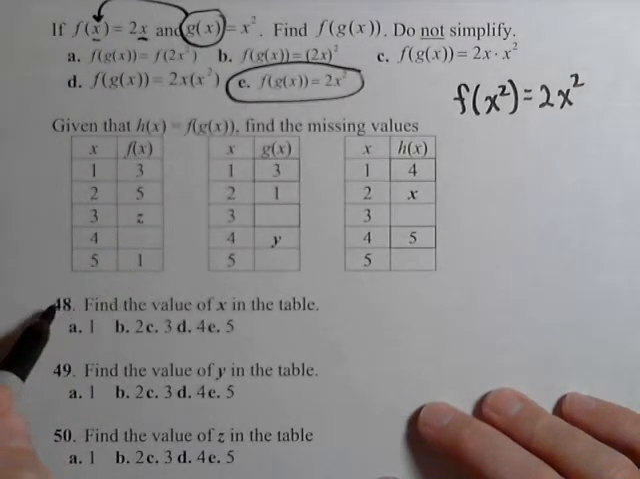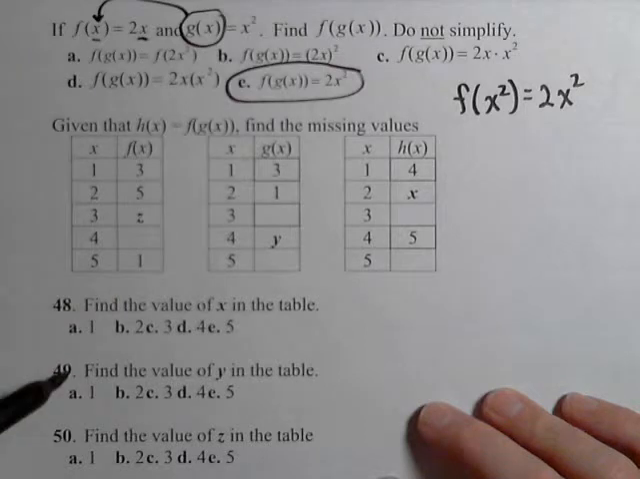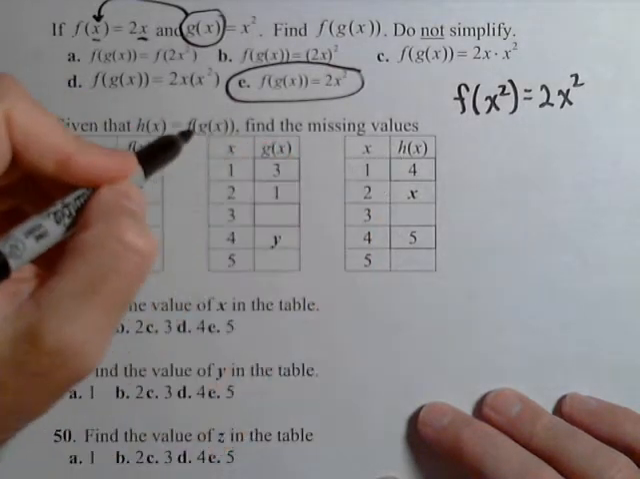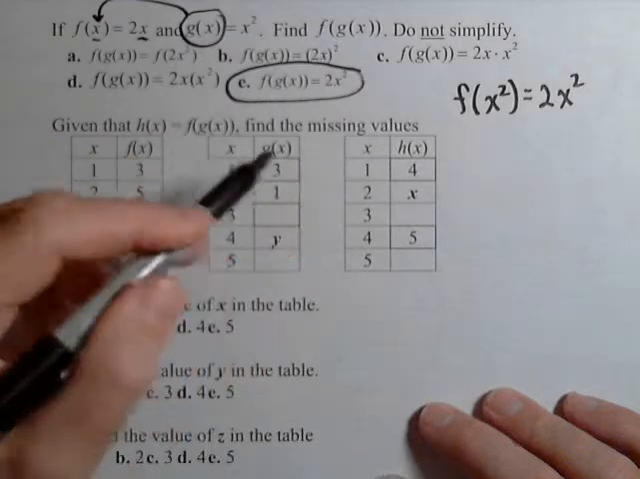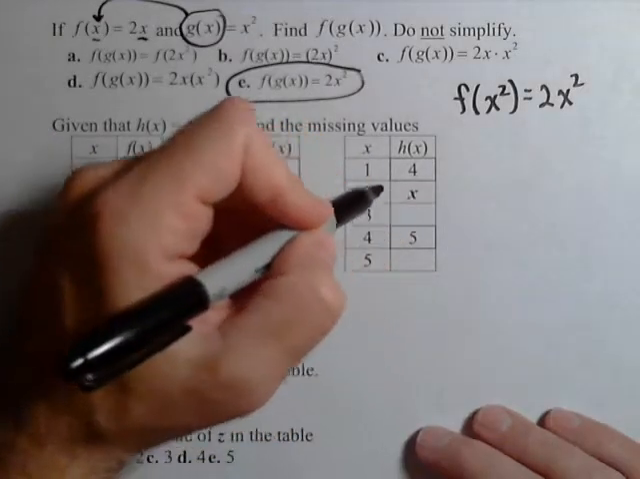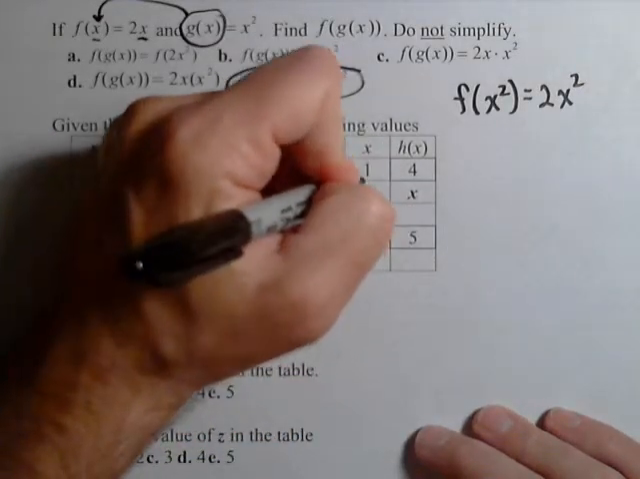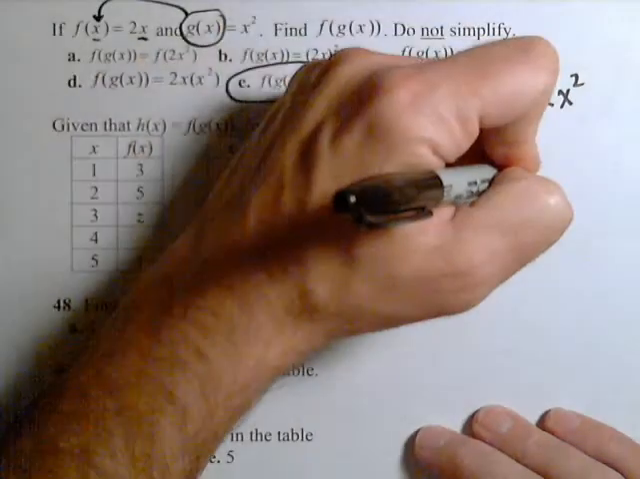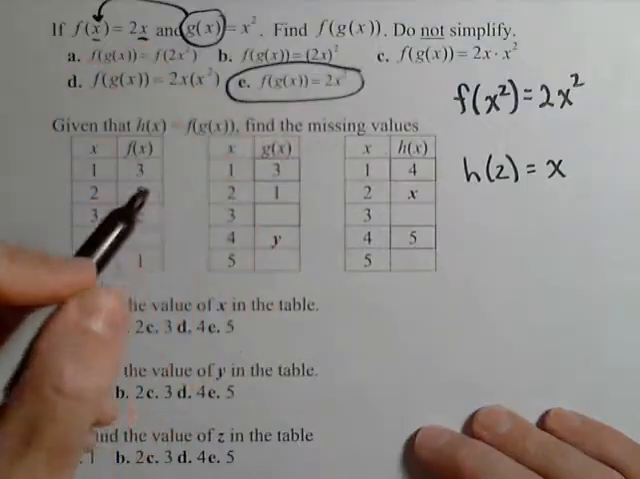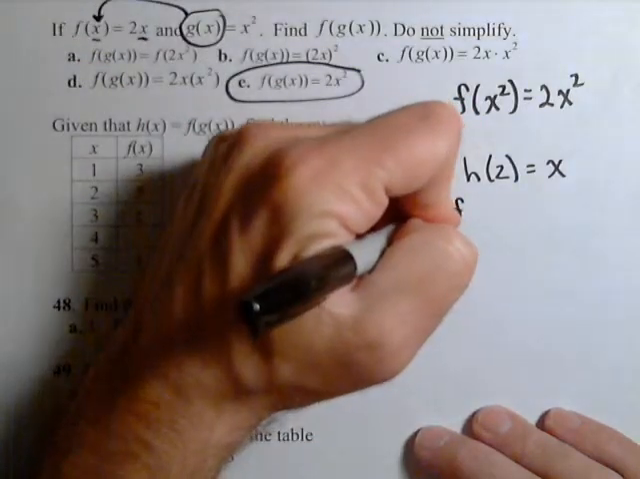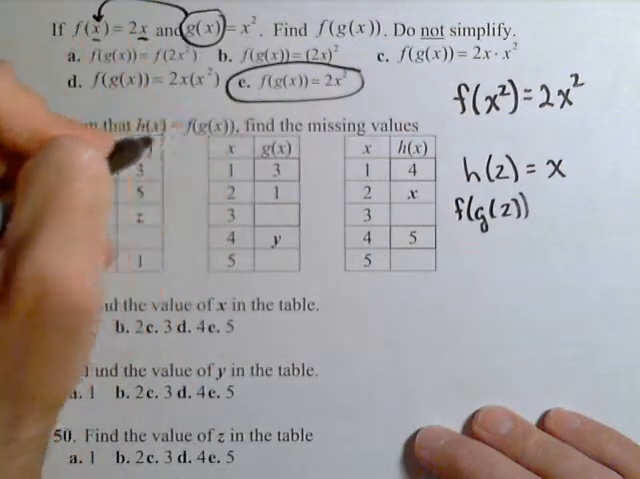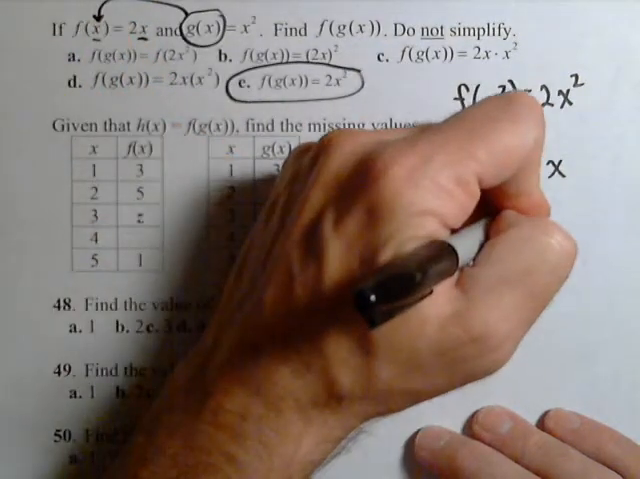Okay. Next one, we have 3 tables, and we have to find some values based on the fact that h of x is f of g of x. And the first value we got to find is x. Well, x is going to be equal to h of 2 equals x. Let's make a note of that. Well, that's f of g of 2 because h of x is f of g of x.